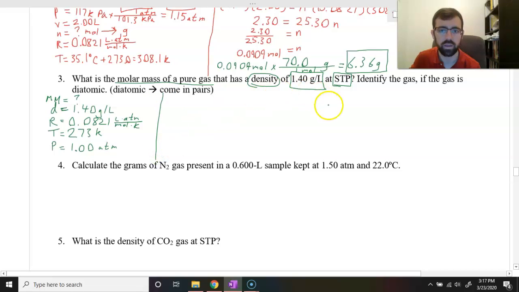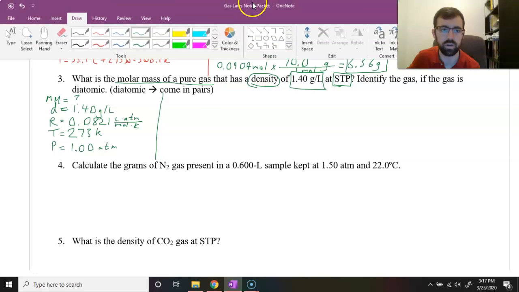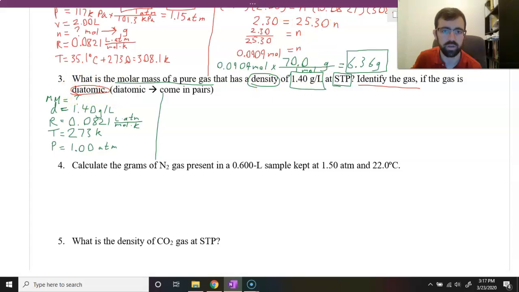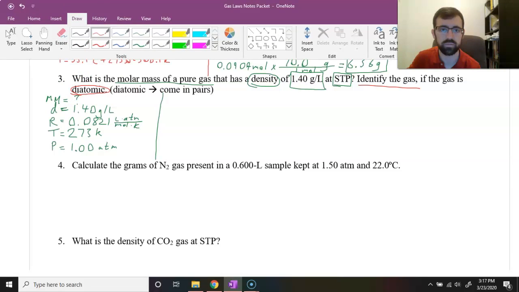Okay. It also says afterward it wants us to identify. So our part 2 here is going to be to identify the gas. The gas is diatomic. So don't forget, we've got to remember the gas is diatomic, and we want to know what it is. But first, let's answer the first part of the question, which is, what's the molar mass?